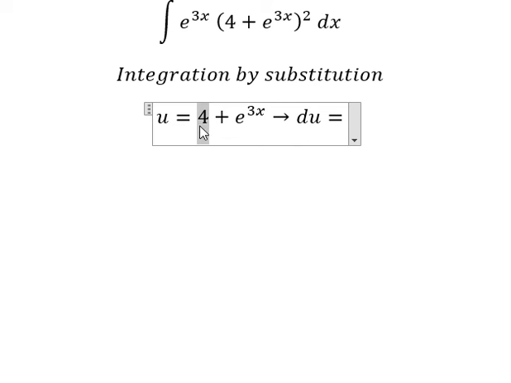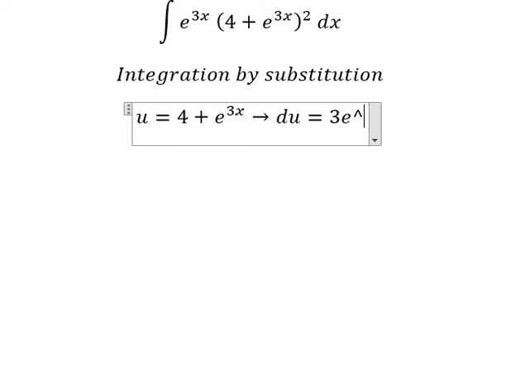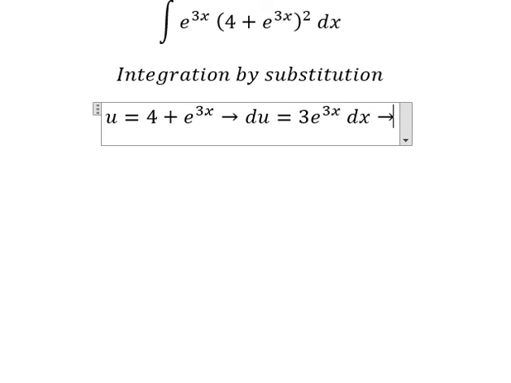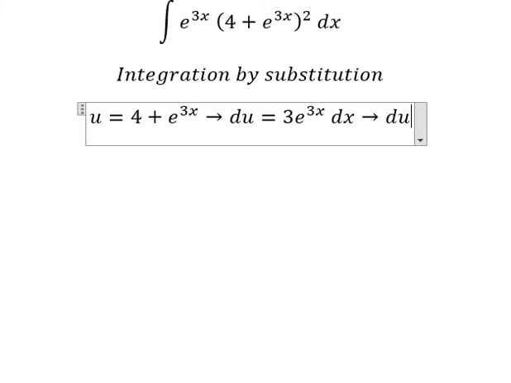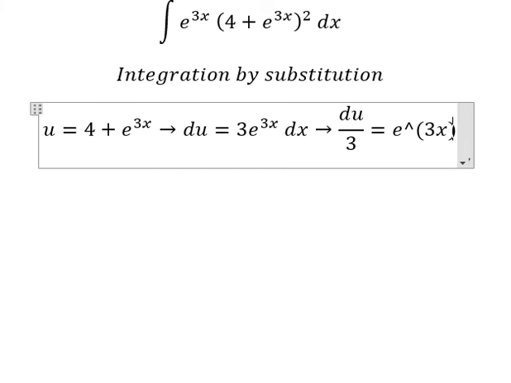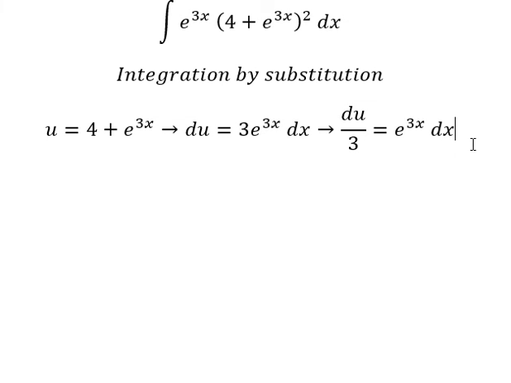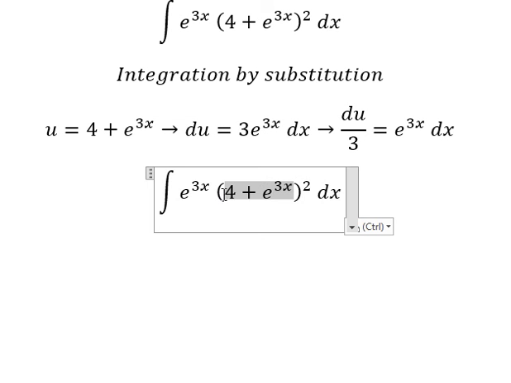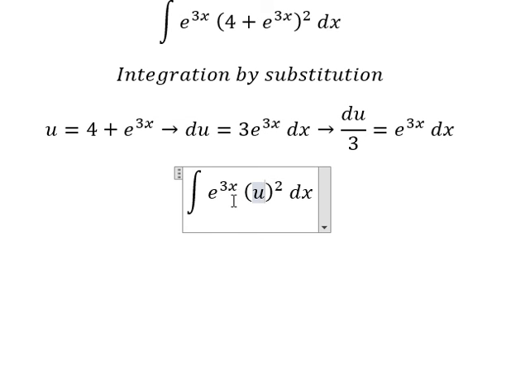First, the derivative of number 4, you get 0 because this is a constant. First, the derivative of this one, we get 3e to the power of 3s ds. Because we don't have number 3 in here, we need to divide both sides by number 3. So this one, e to the power of 3s ds, we change to u over number 3.